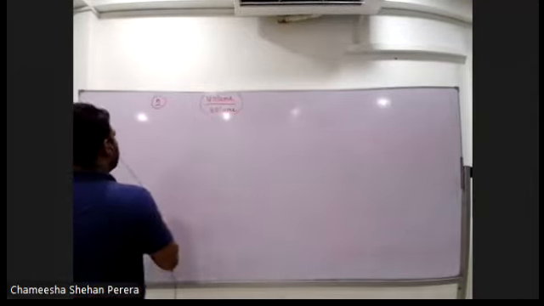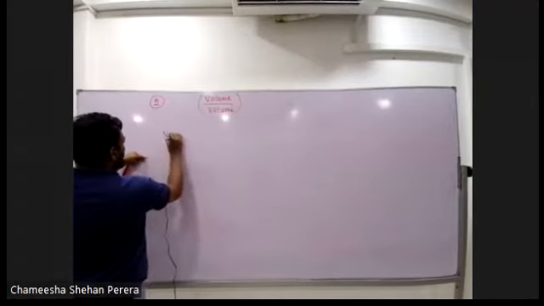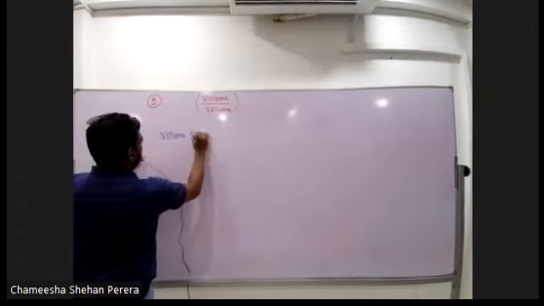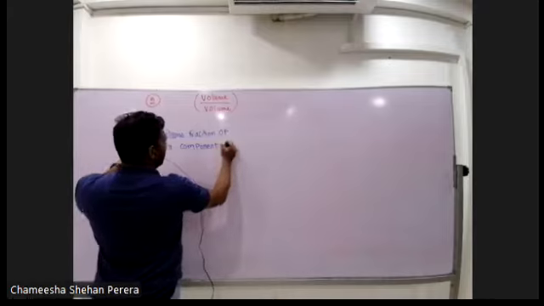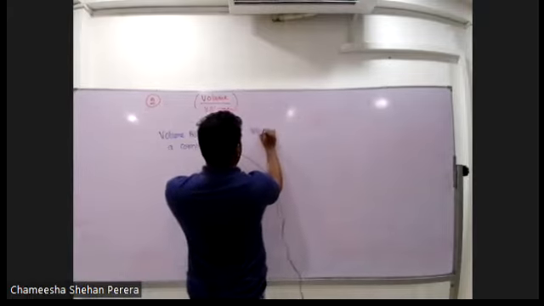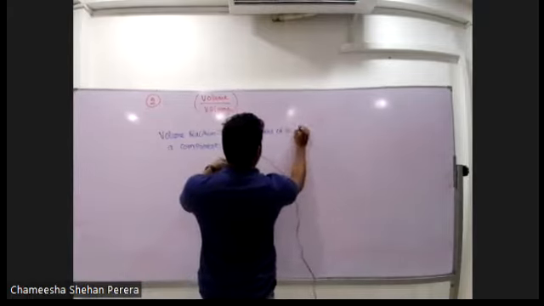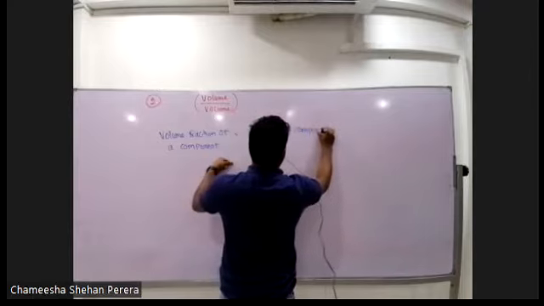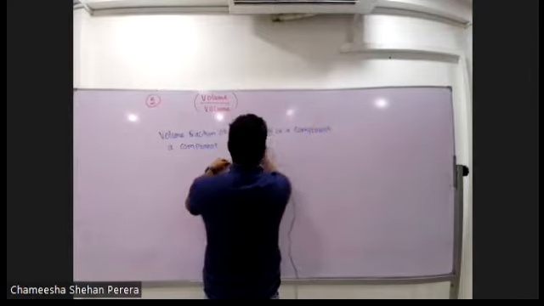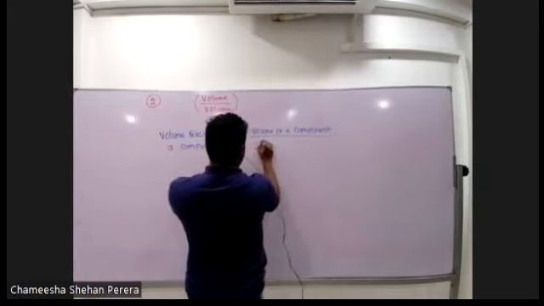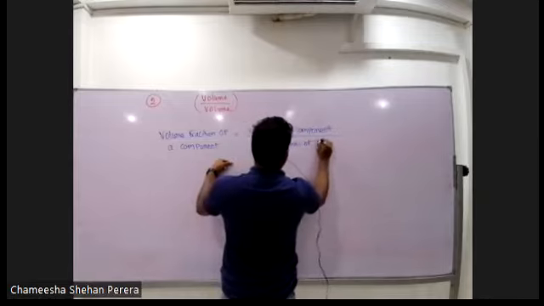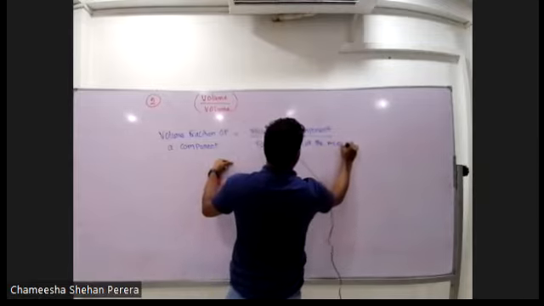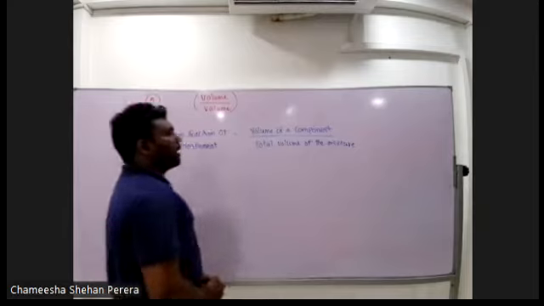So the equation for that is: volume fraction of a component, same like before, equals volume of a component divided by total volume of the mixture. Okay, go for this equation, the general equation.